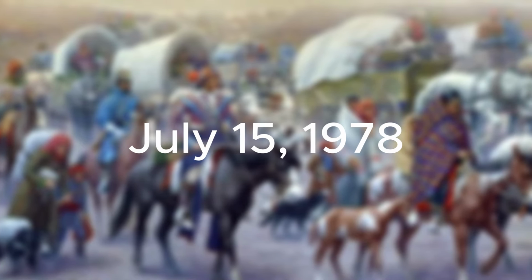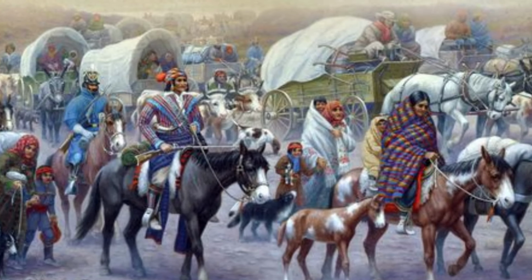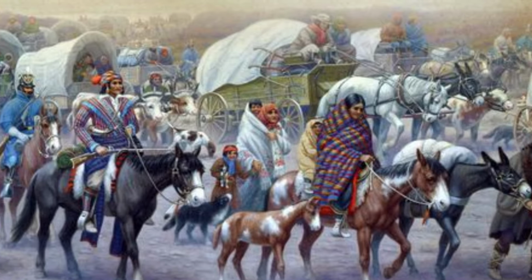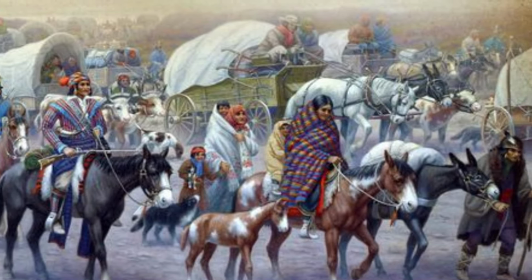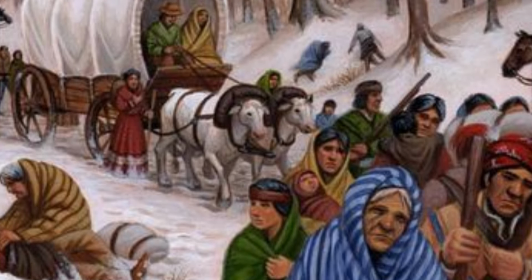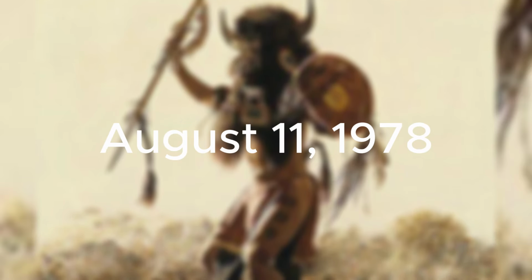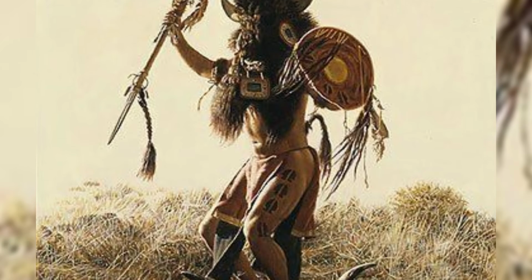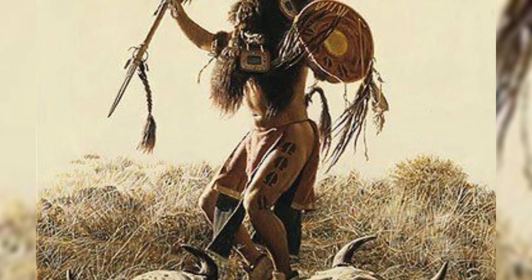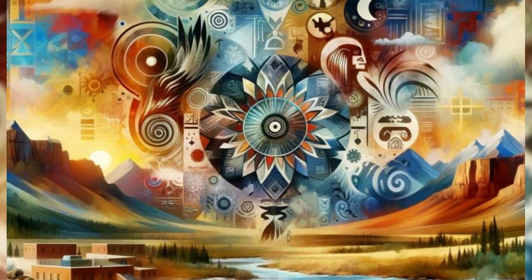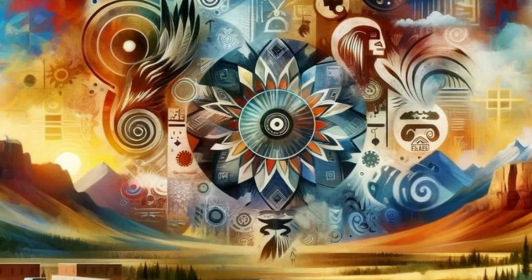July 15, 1978. A transcontinental trek for Native American justice called the Longest Walk sets off from Alcatraz Island, California. By the time marchers reach Washington, D.C., they number 30,000. August 11, 1978. The American Indian Religious Freedom Act is passed, granting Native Americans the right to use certain lands and controlled substances for religious ceremonies.